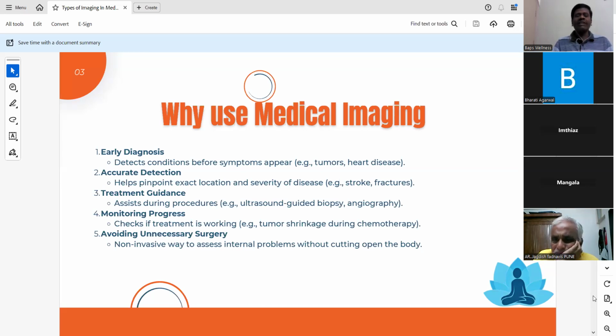And during the course of the treatment, we can also use this for monitoring the progress, what has happened: whether the tumors, or the bone joining in the case of fractures, whether it is joining, whether it is narrowed down, tumor shrinkage or expansion or same level, all those things. And this is non-invasive. Invasive means going inside the body; without that, it is non-invasive. So it is an internal study without cutting it open.